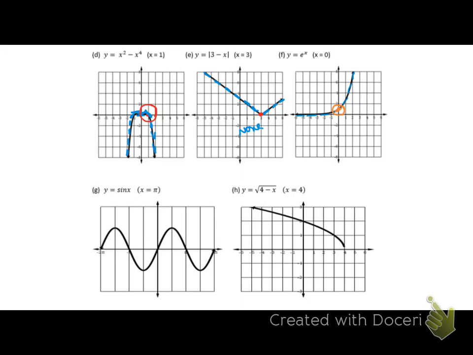For y equals sine x, let's look at pi. Pi is right here. If we go up, at the top it'd be flat, and we keep going down. At the bottom it'd be flat, and following the line. The top would be flat, and then that would go straight through. So there's your answer.